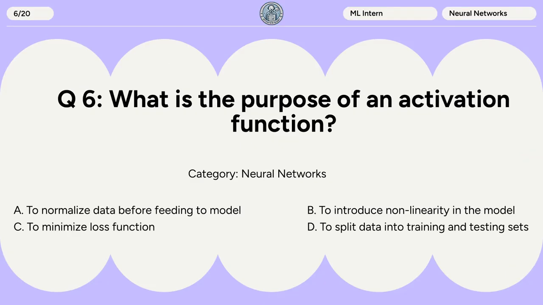Question 6. What is the purpose of an activation function? A. To normalize data before feeding to model. B. To introduce nonlinearity in the model. C. To minimize loss function. D. To split data into training and testing sets.